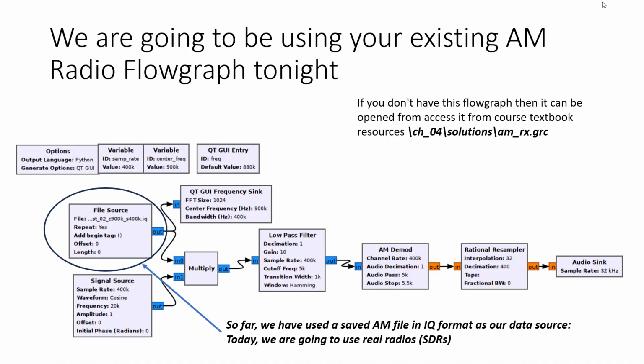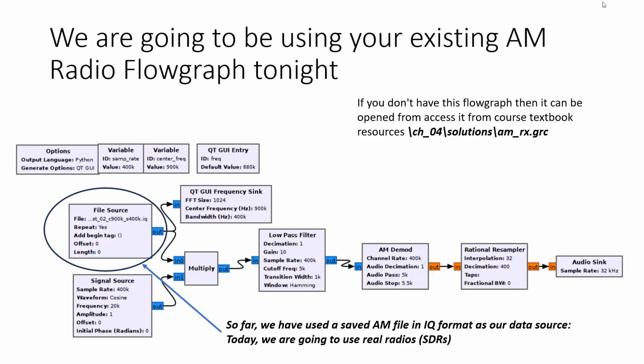So we're going to be using the existing AM radio flow graph, which you will have been making as we went along with the course. There are two different versions of this. I looked back at the details, but this is the latest version. As long as you've got one that works, it doesn't matter. If you don't have one available, then in the resources, you can see it there on the top right, it says /ch_04/solutions/am_rx.grc. So you can find it there.